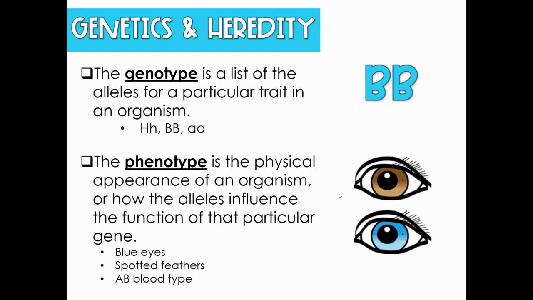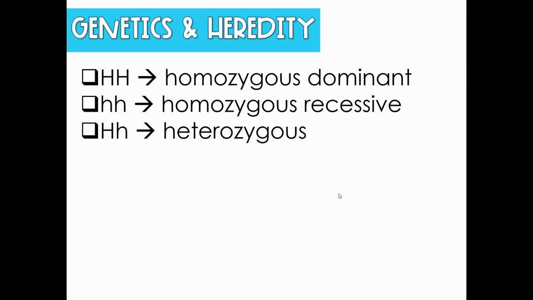All right, we also talked about genotype and phenotype this year. Just to recall those vocabulary terms, genotype is a list of alleles for a particular trait in an organism. So we use letters to represent genotype. I might have big B, or little a, or one capital and one lowercase letter. And then we talk about phenotype. We're talking about the physical appearance of an organism, so how these alleles influence the function of that particular gene. Some examples of phenotype could include blue eyes, spotted feathers, or even blood type like AB blood type.